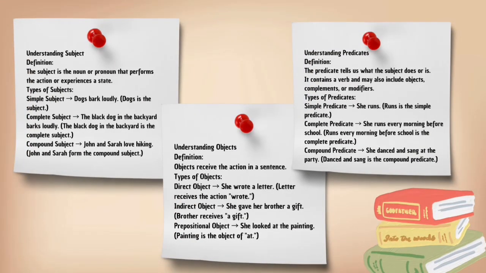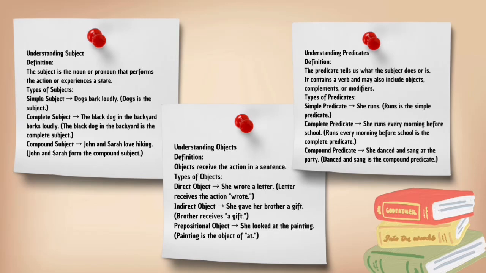The subject. The subject is the part of the sentence that indicates who or what is performing the action or experiencing a state. It is often a noun or pronoun, but it can also be a noun phrase or even an entire clause. There are types of subject.